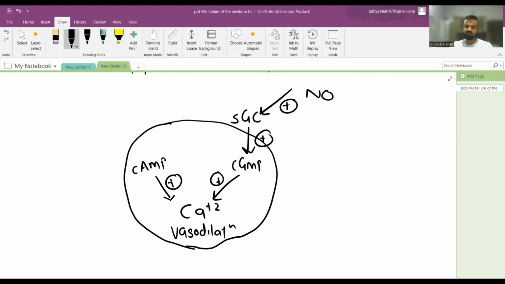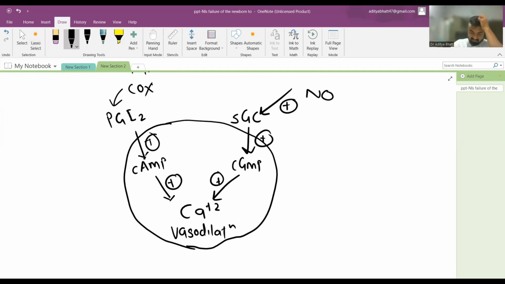So this is how nitric oxide works, and it is secreted from the endothelium. It does not exist in the smooth muscle. While the cyclic AMP is formed from the arachidonic acid pathway, and it is stimulated by PGI2, prostaglandin I2, and the enzyme over here is the cyclooxygenase enzyme, the COX enzyme. So this is very, very important.